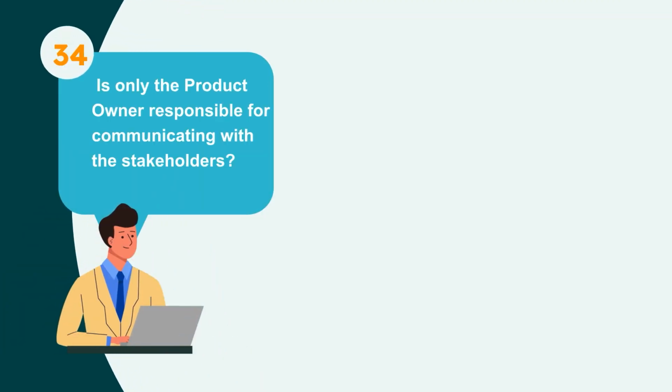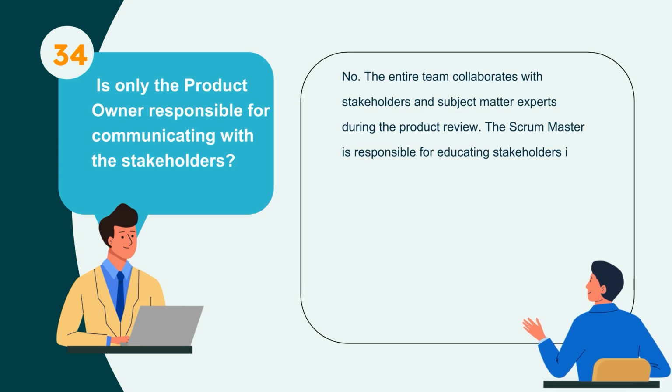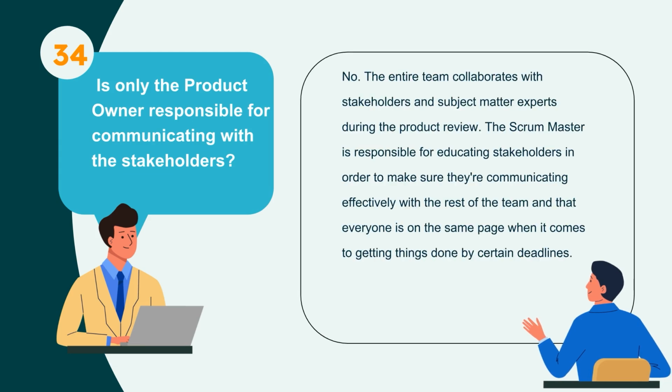34. Is only the product owner responsible for communicating with the stakeholders? No. The entire team collaborates with stakeholders and subject matter experts during the product review. The Scrum Master is responsible for educating stakeholders in order to make sure they're communicating effectively with the rest of the team and that everyone is on the same page when it comes to getting things done by certain deadlines.